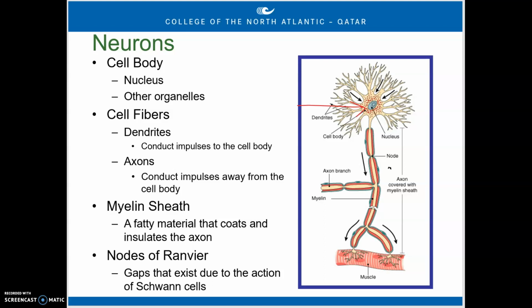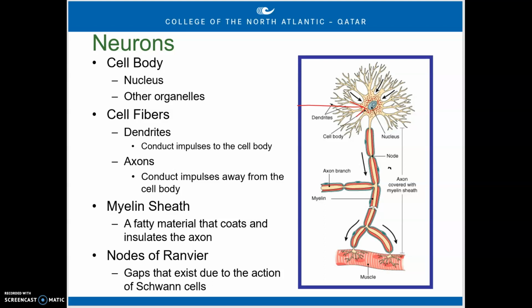The axon is going to be the longest projection that comes off the cell body, and the axon's responsibility is to take impulses or information away from the cell body down to either an effector like the muscle we see there, or a gland, or it could even be another neuron.